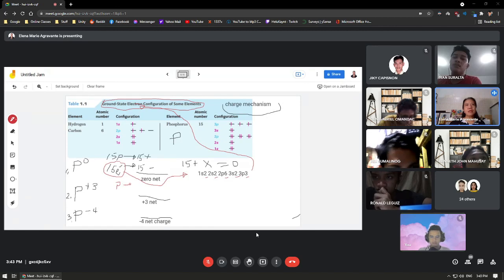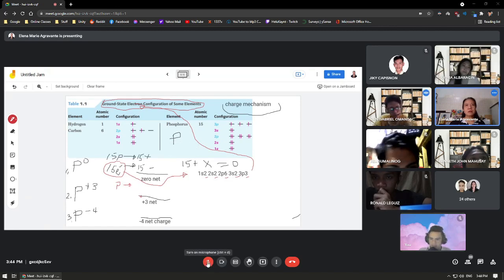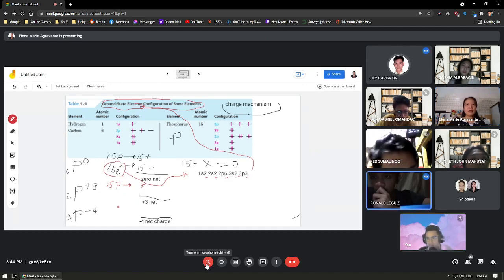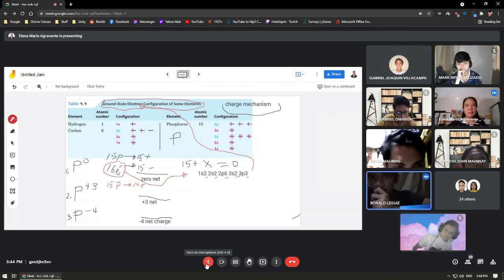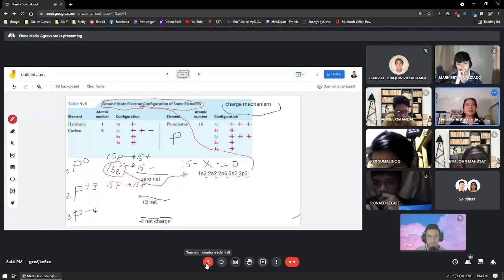How many protons? 15. Okay, 15. How many positive charges? 15. One proton carries one positive charge, so there are 15 positive charges. The net charge is positive 3. Take note, this is easy to slip on.